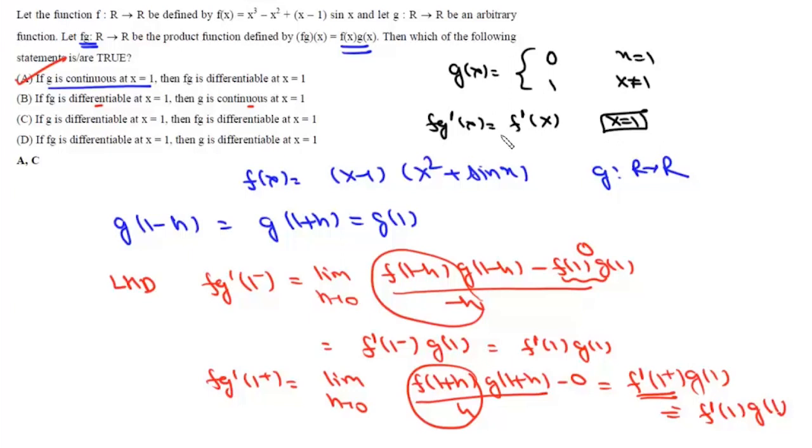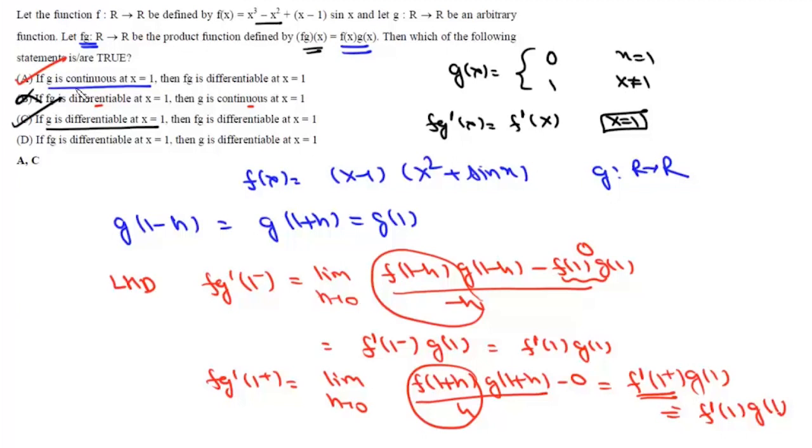So in this case, f g dash exists, but then this g(x) is not a continuous function. So from the counterexample, we can say this option b is not necessarily true. Now see, if g is differentiable at x equal to 1, then f into g is differentiable at x equal to 1. Now this is a standard result: if f is continuous and differentiable, and g is continuous and differentiable, then their product is also continuous and differentiable. So that means this option c is correct.